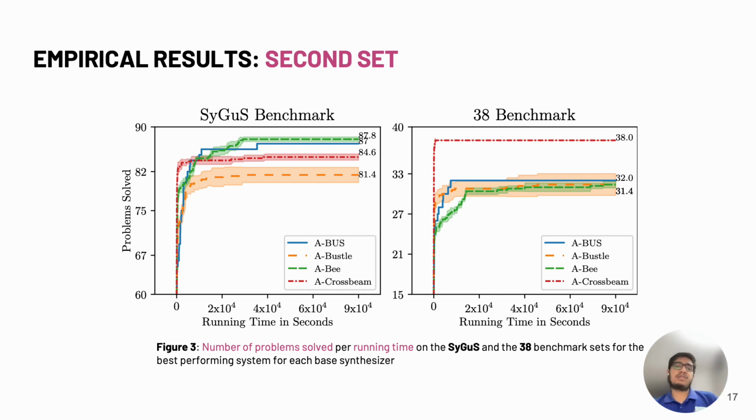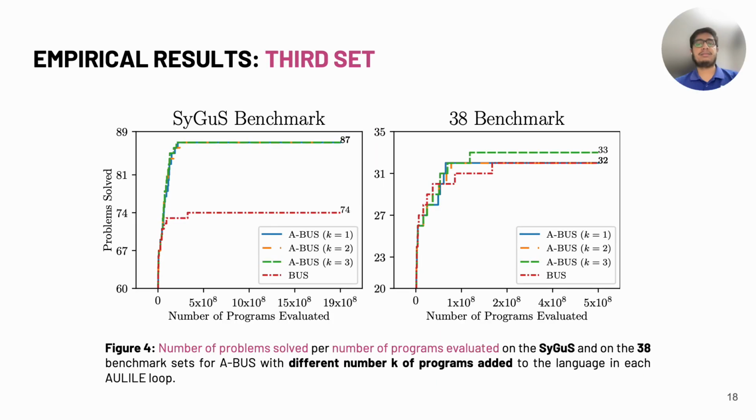In the second set of experiments, we compared the best performing algorithms in terms of running time. The results show that A-BUSTLE and AB are the best performing systems on the SyGuS benchmark, while A-CrossBeam is the best performing on the 38 benchmark. In the third set of experiments, we tried adding more than one program at a time in each iteration of ALIL. And we found that adding more programs sometimes solves more problems by a small margin.